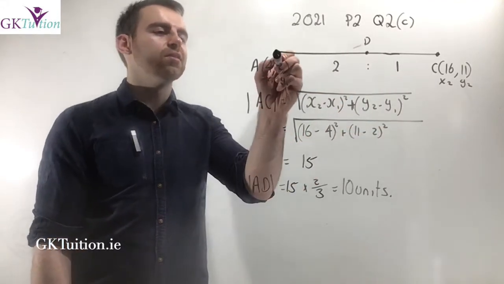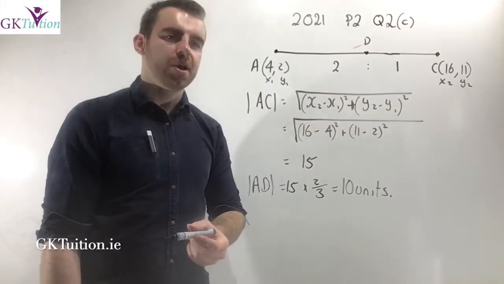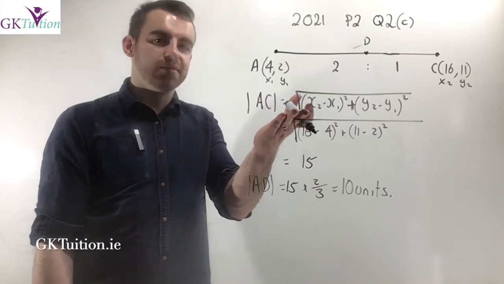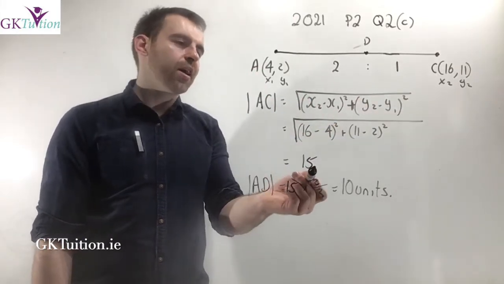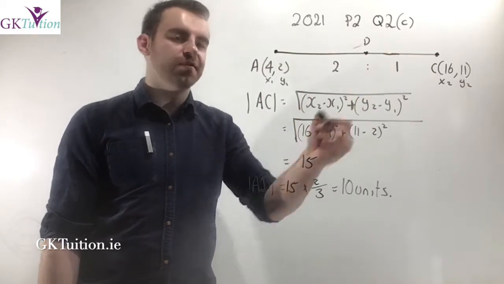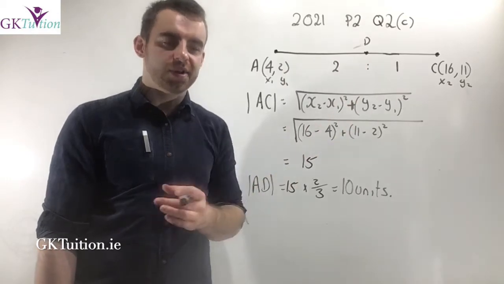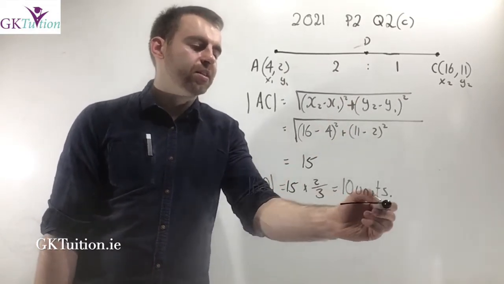Or in other words, the distance from A to D is twice as much as the distance from D to C. The easiest way to do this question is simply use your distance formula from junior cert, get the distance from A to C. When I did that, I worked out the distance from A to C is 15. Clearly the distance from A to D is 2/3 of that. So it's just 15 by 2/3. The distance from A to D is 10 units.